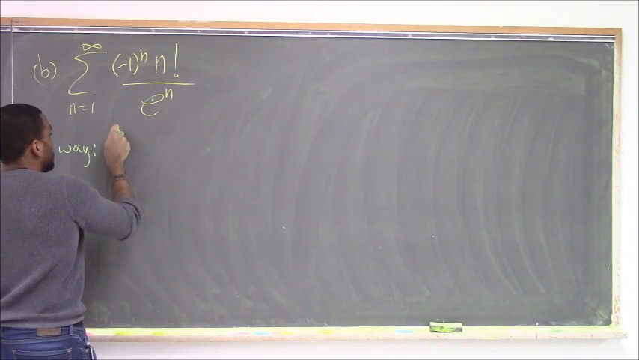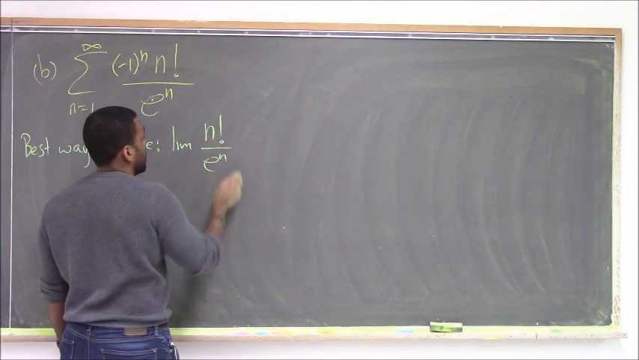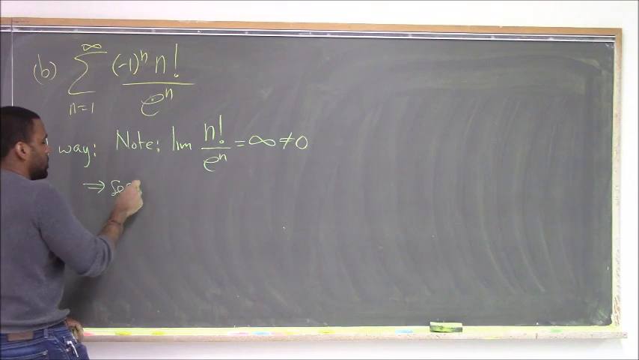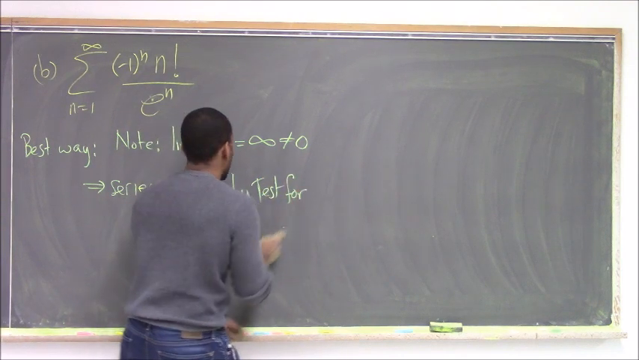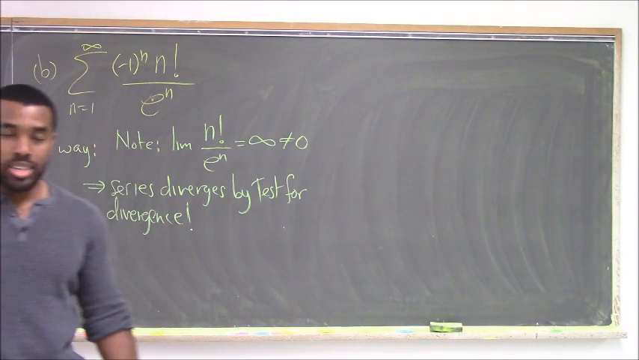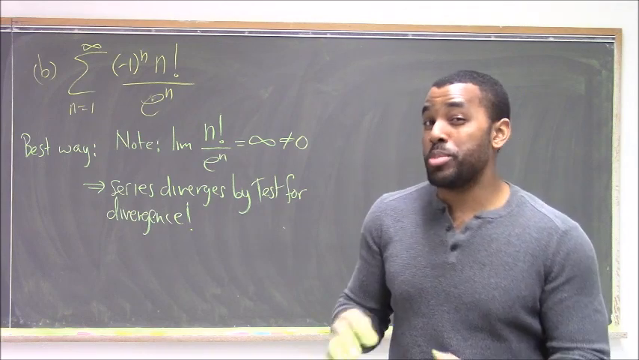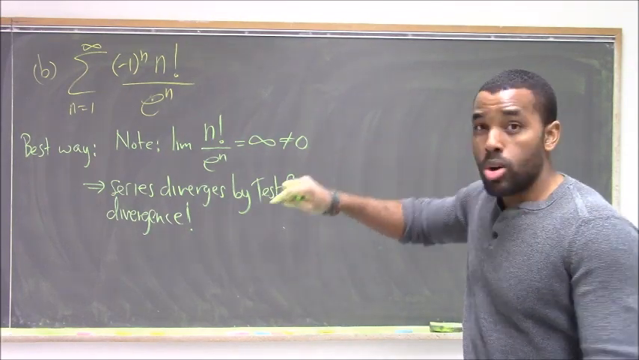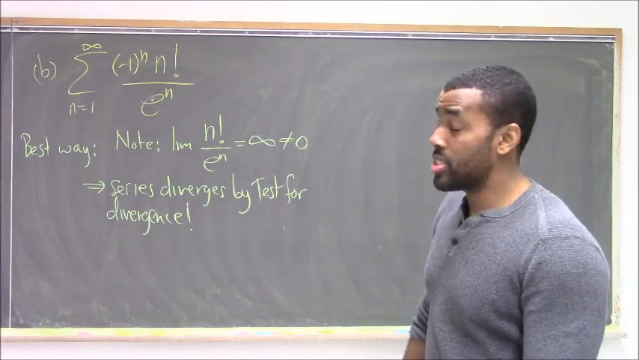is to notice that the limit of n factorial over e to the n is equal to infinity. Specifically, it's not zero. This means the series diverges by the test for divergence. Now, once something diverges by the test for divergence, then it diverges, right? There's no saving it. There's no, oh, maybe it might converge conditionally, or no, it's gone, right? Once your limit does not equal zero, you diverge. There is no hope for convergence for you, right? So the best way to approach this problem was to use the test for divergence.